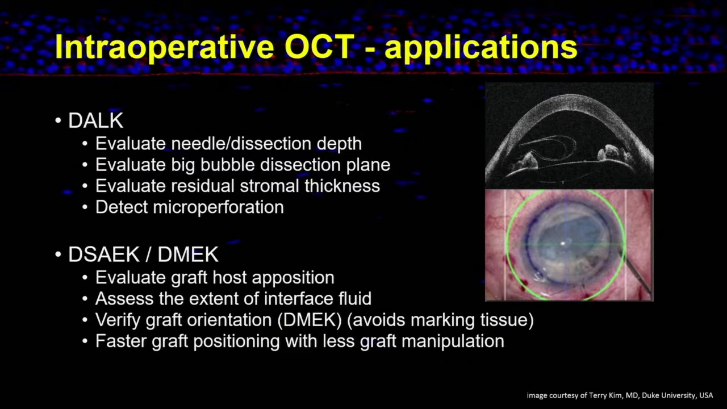So in anterior lamellar keratoplasties, it can be useful for evaluating the depth of things like the needle and dissection planes, as well as residual stromal depth, and can also detect microperforations. For endothelial transplant, it's useful for evaluating the graft, and one of the things is that it can help verify graft orientation in DMEK, and so that can avoid the need to mark the tissue itself.